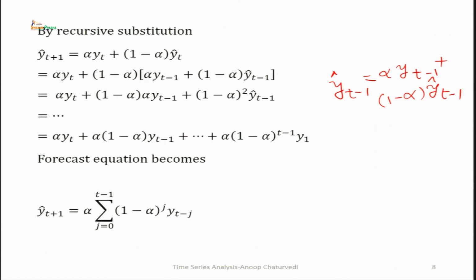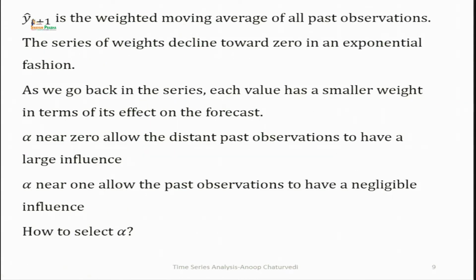So, you can write the forecast equation as y hat t plus 1 equal to alpha. You can take alpha outside the summation sign, and then summation j equal to 0 to t minus 1, 1 minus alpha to the power j y t minus j. For j equal to 0, you get this term, for j equal to 1, you get this term, and so on. For j equal to t minus 1, you get the last term. Y hat t plus 1 is then the weighted moving average of all past observations.